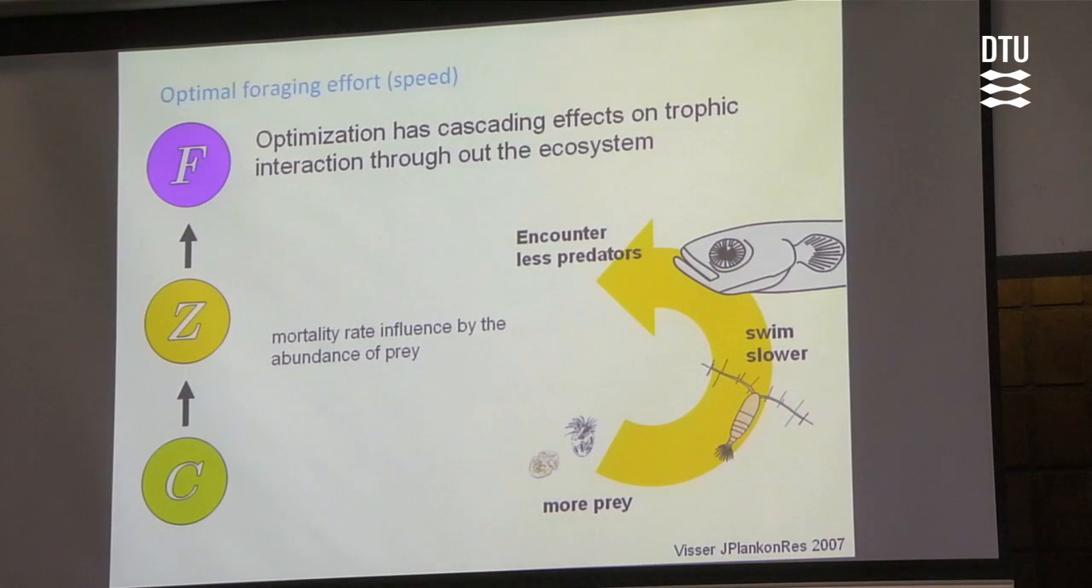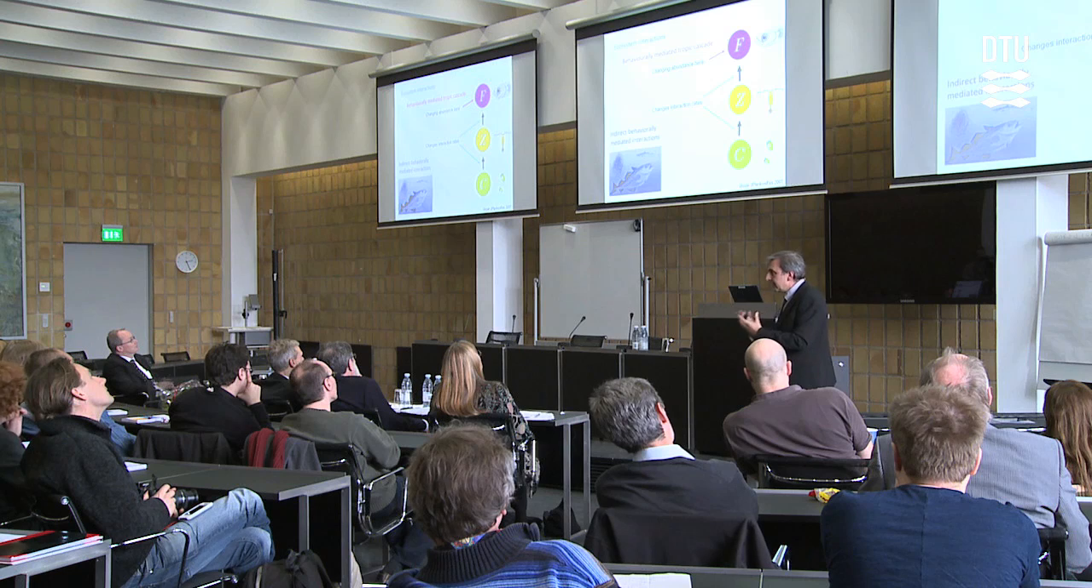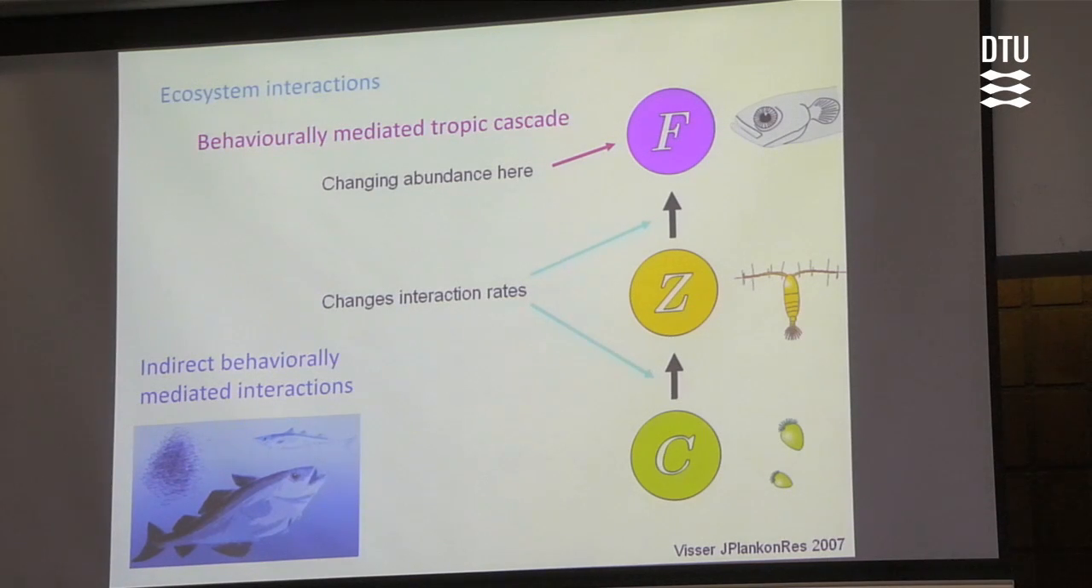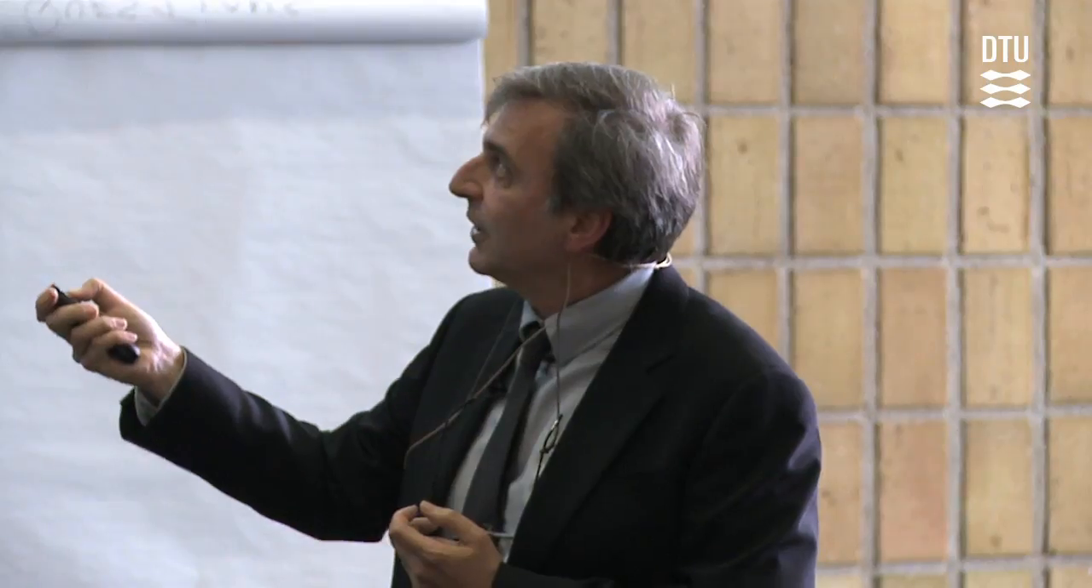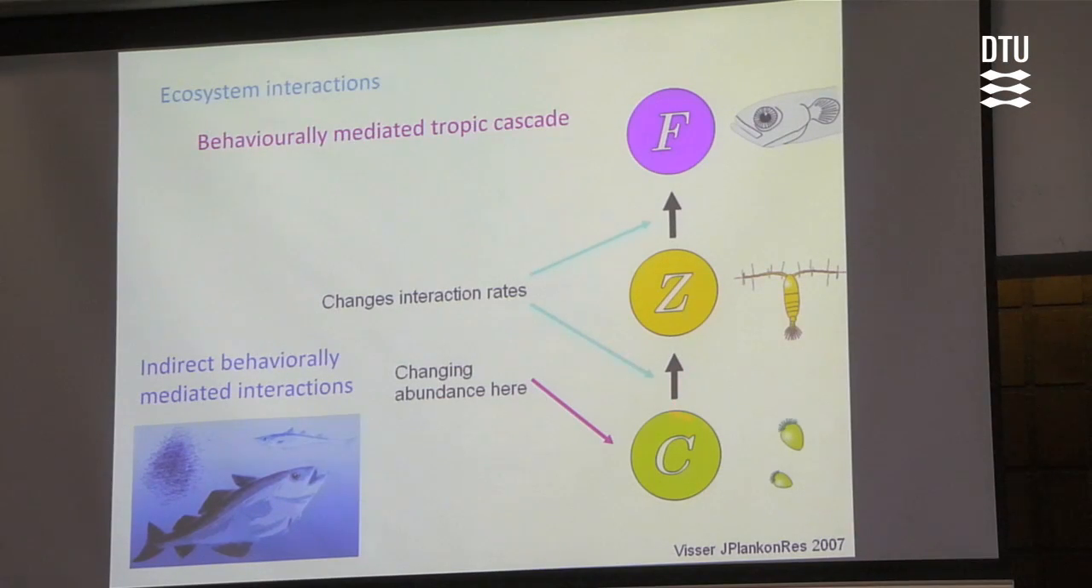In the same way, you can turn the whole thing around. Here it is, more prey, swim slower, encounter less predators. Put it this way, there are intrinsically behaviorally mediated trophic cascades that emerge out of this process. In other words, changing abundance here, fish for instance, changes the interaction rates not just here, but also here. In the same way, changing the abundance down here changes the interaction strength not just here, but also here. It changes the entire dynamics or the entire topology of these sorts of simple webs.